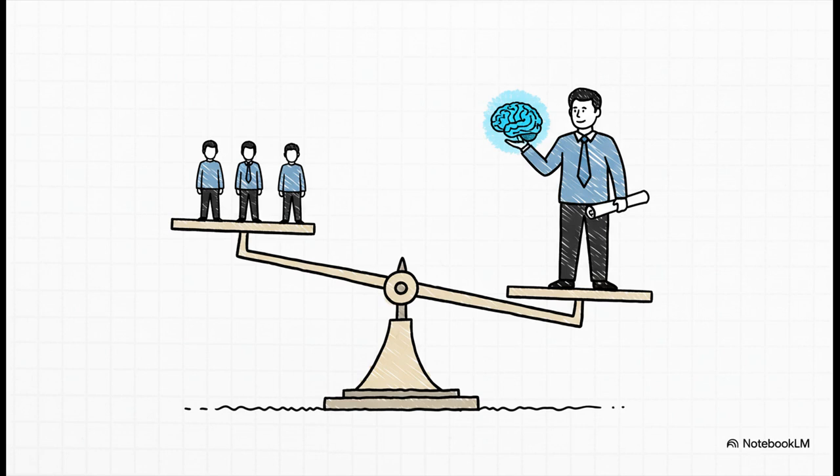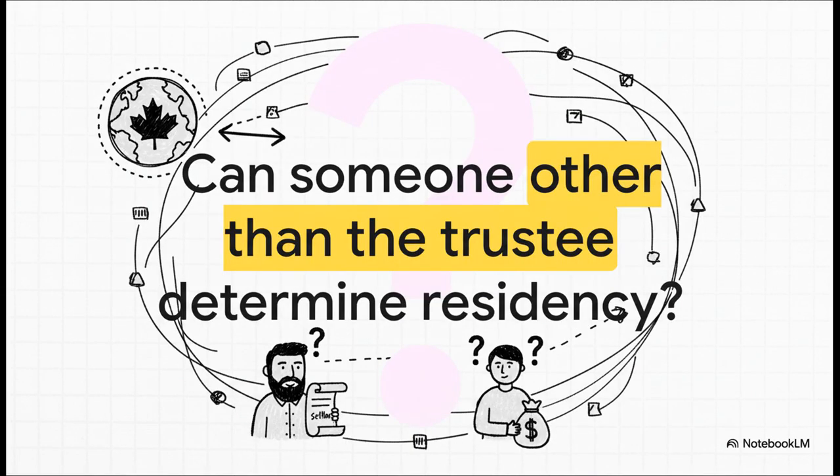Well, the answer comes down to this really important idea called the substantial control principle. The law doesn't just do a head count. So just because 2 out of 3 trustees are in Canada, that doesn't automatically make the trust Canadian. Instead, we have to ask, where is the more substantial, the more meaningful, the most critical part of the management and control actually happening?